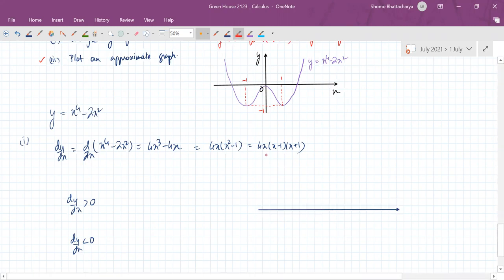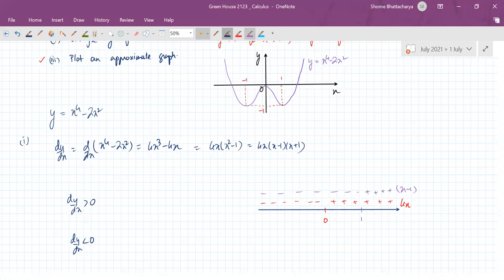Okay. So you have the product of three terms now. 4x: the critical point is 0. If x is less than 0, 4x is negative. If x is greater than 0, then 4x is positive. Then you have the term x minus 1. For that, the critical point is 1. Now you understood how we are getting the intervals? Yes, sir. Yeah. So you might have missed out one of the three factors, that's why.